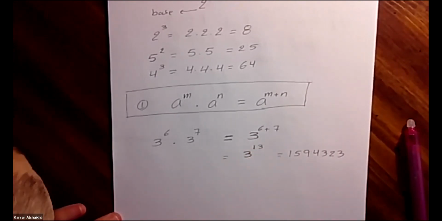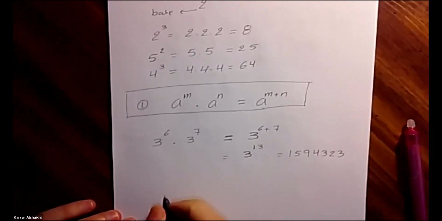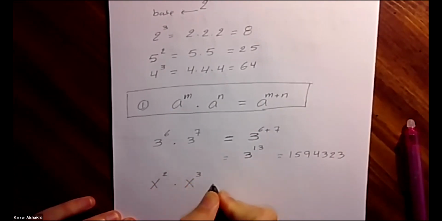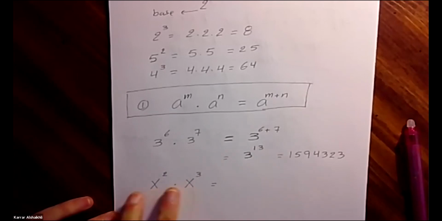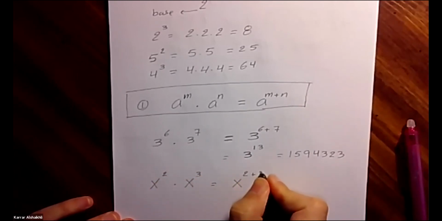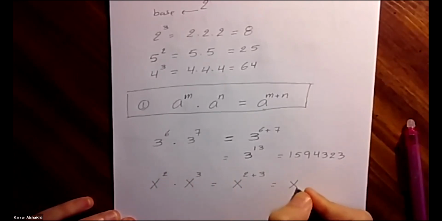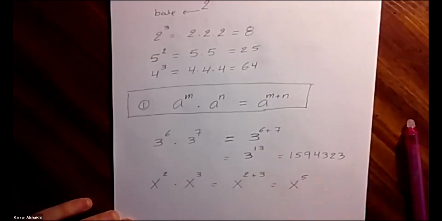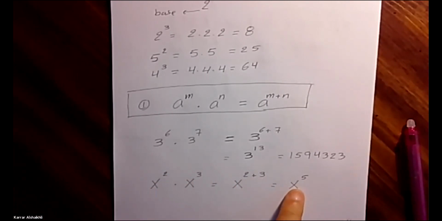What about if we have variables? For example, if we have x squared times x cubed. The same base, different exponents. I'm going to say this is x to the power 2 plus 3, which is x to the power 5. This is the solution. I can't use the calculator because x is an unknown number. It's a variable. So this is the solution.